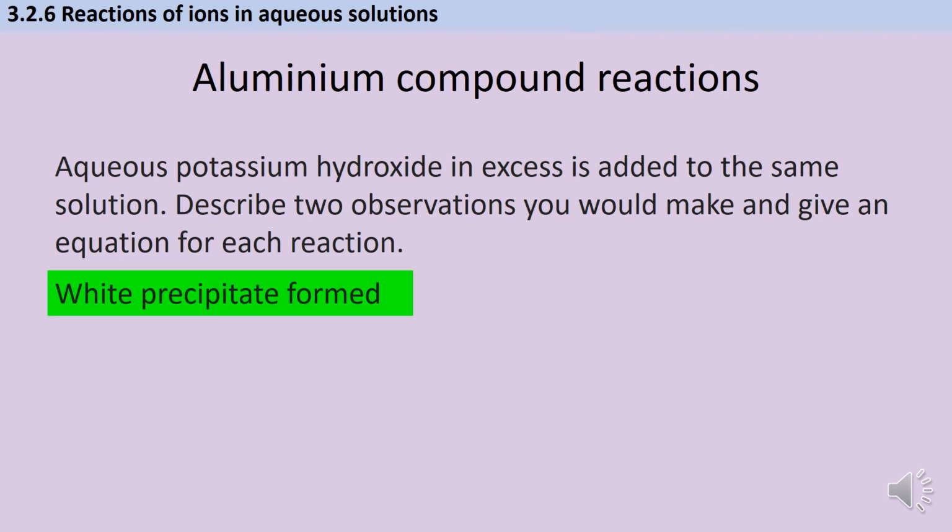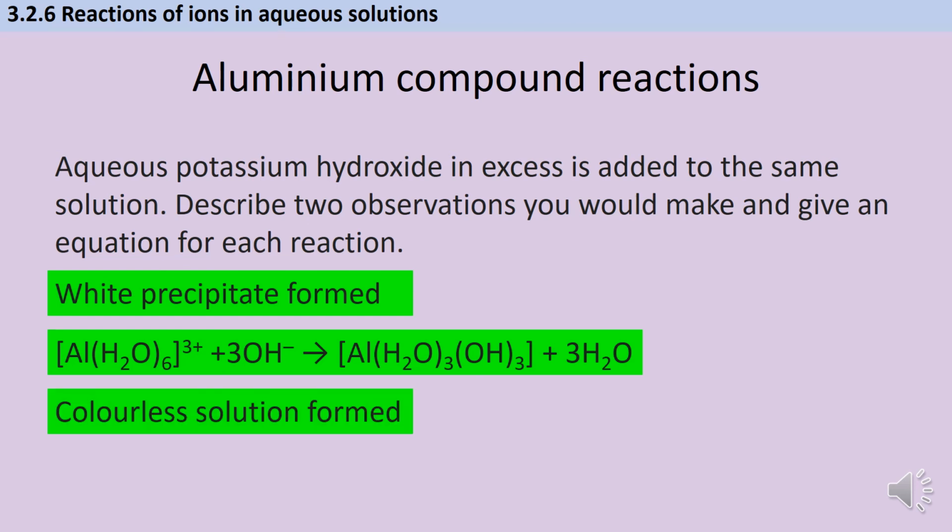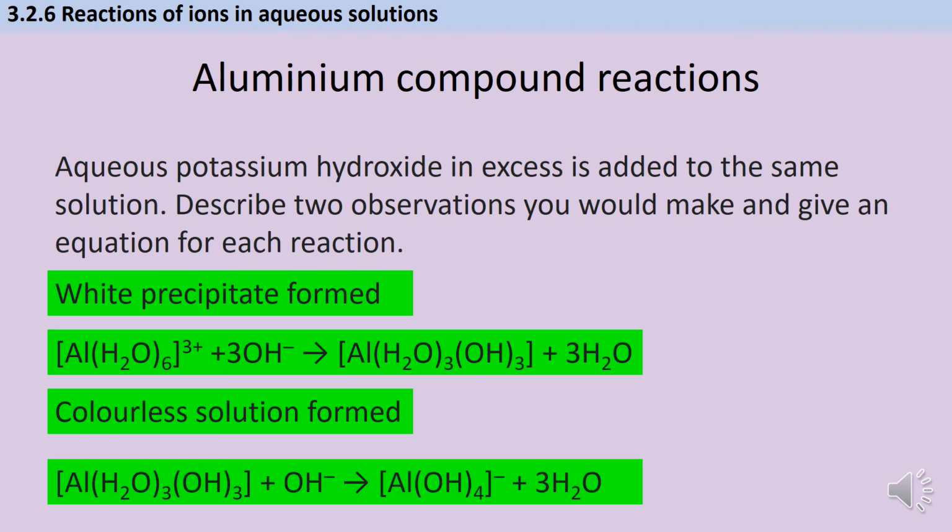So we're going to see a white precipitate being formed, and that's going to be where we've got 3 hydroxide ions substituting in for 3 of the water molecules. And then if we continue to add hydroxide ions in excess, a colourless solution is going to form instead. The white precipitate is going to dissolve, and this is because we're now making our [Al(OH)4]⁻, which as we know is colourless.